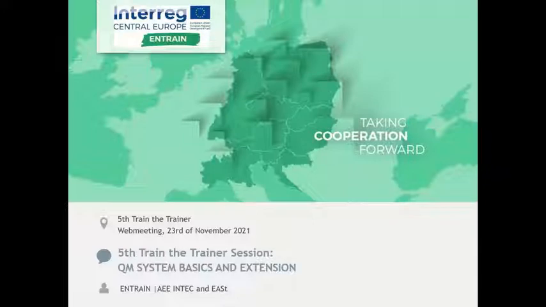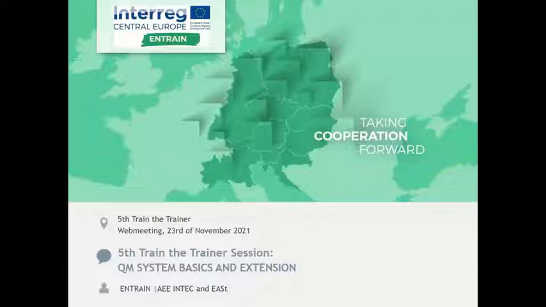So welcome everybody to our fifth and last ENTRAIN trainer session that will be about basics and extension of the QM system. Today it is a pleasure for me to welcome our external guests from Germany. They are students from the bachelor course Renewable Energy in Rottenburg. Thank you for joining us today.